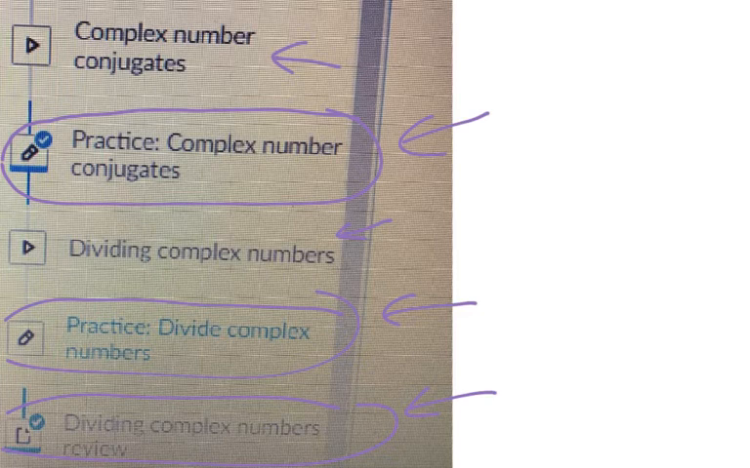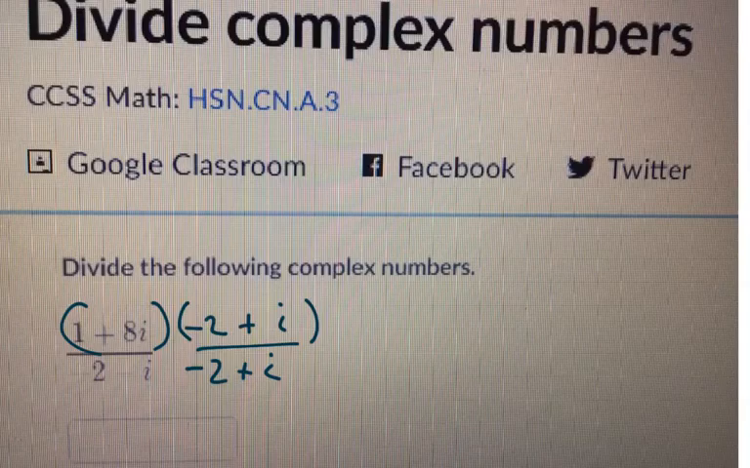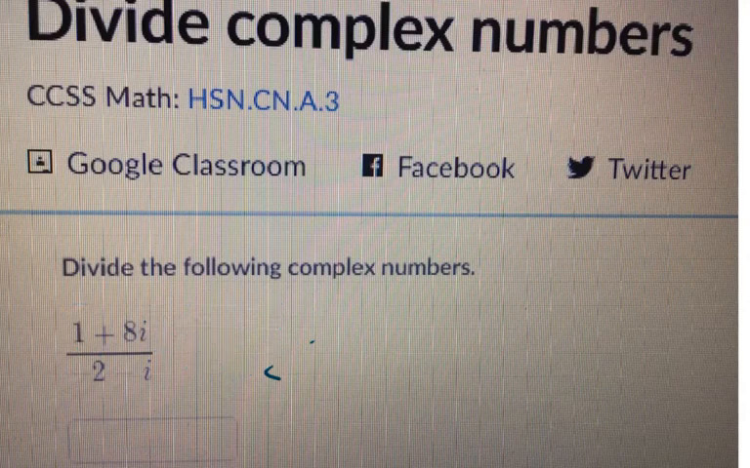So, we're now going right here, guys. Right here. Here we go. Divide complex numbers. Okay, so divide complex numbers.